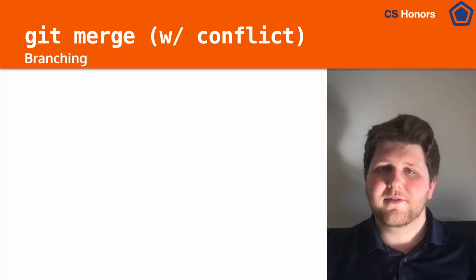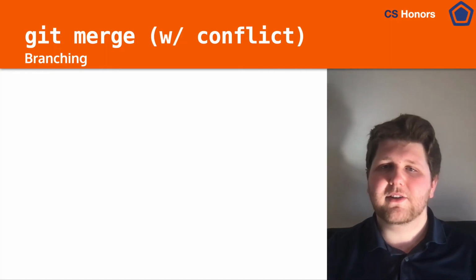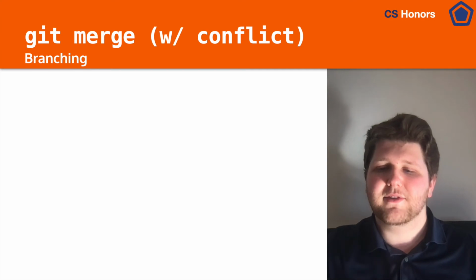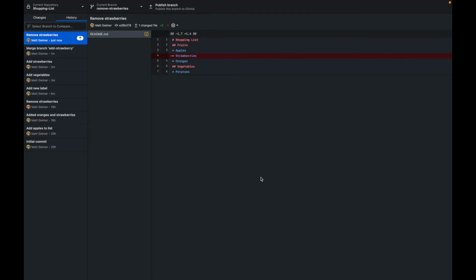All right, so now that we've done a merge without a conflict, let's go back and do one with a conflict. All right, so in our repository now, we have made a couple of changes. As you can see, we added strawberries to our list, but we're now going to commit on a new branch, which is called remove strawberries, a commit that removes strawberries from the list. And so we're going to now push that up to GitHub.